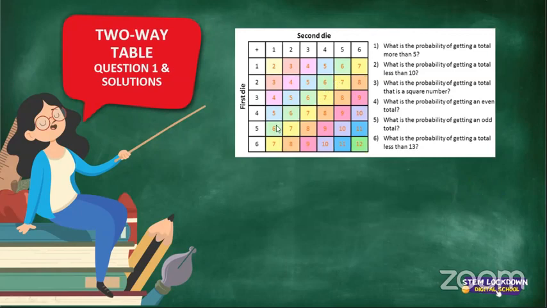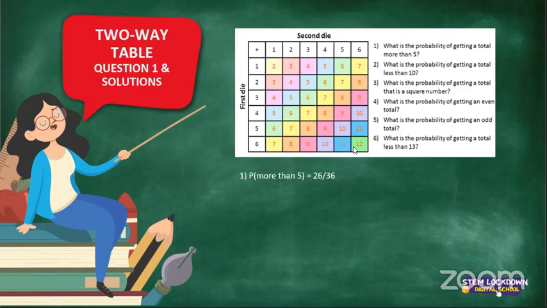Here we have 6. So it's 1, 2, 3, 4, 5, 6, 7, 8, 9, 10, 11, 12, 13, 14, 15, 16, 17, 18, 19, 20, 21, 22, 23, 24, 25, 26. Okay, so 26 possibilities will give us a total higher than 5.